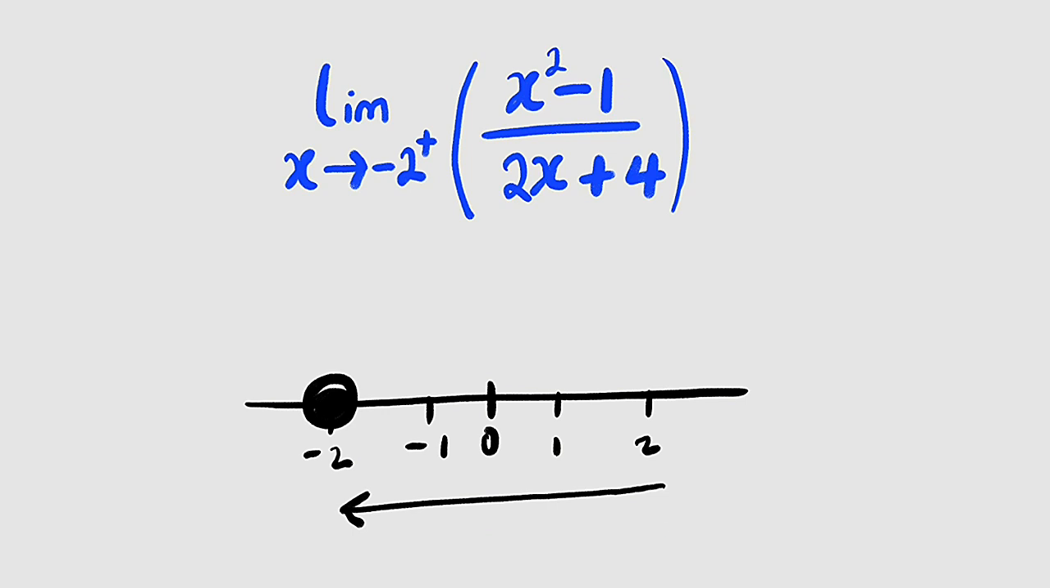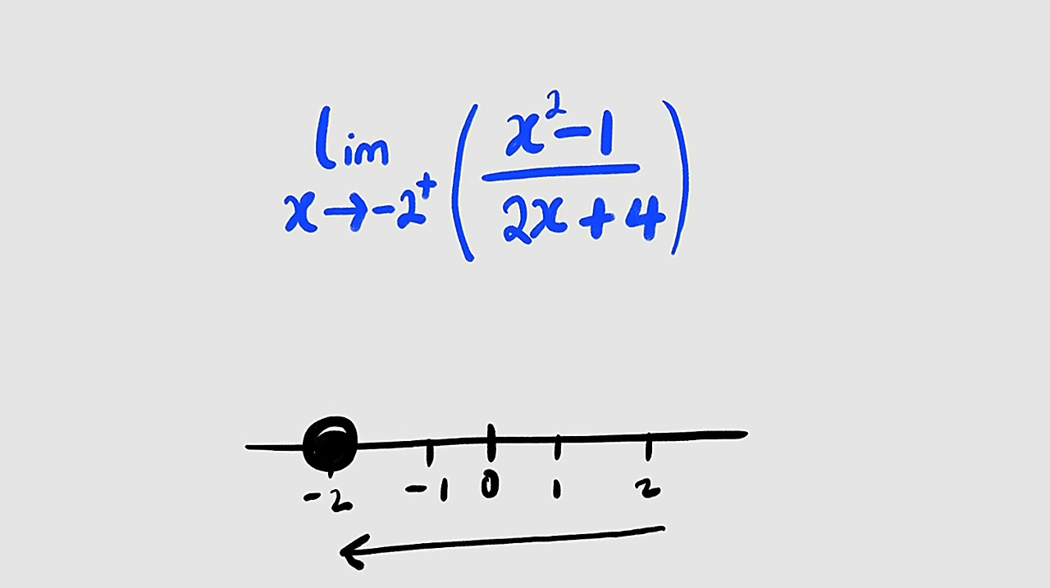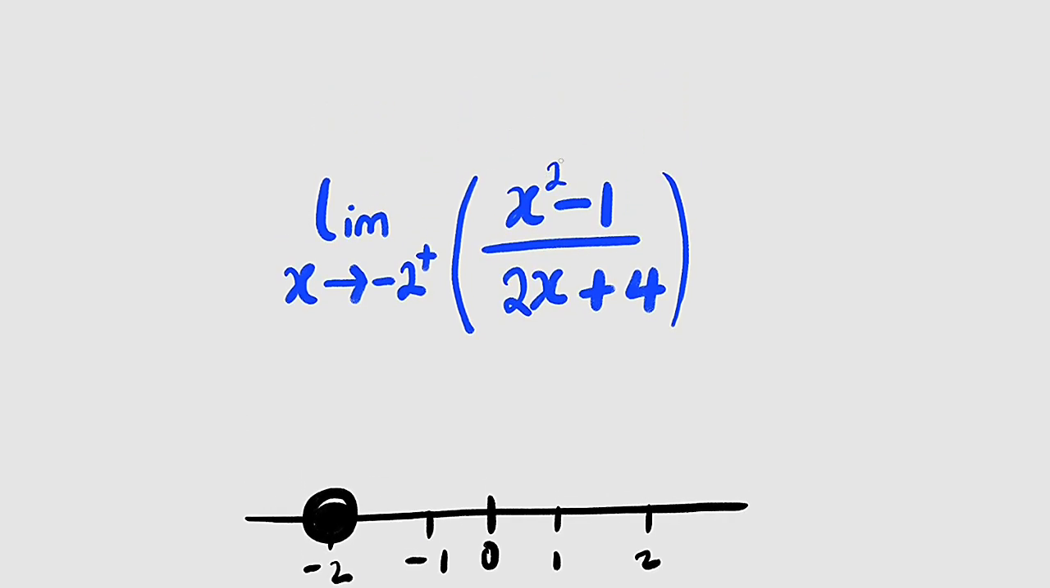But let us substitute negative 2 directly and see. If you substitute negative 2 here, you have negative 2 squared is 4, and 4 minus 1 is 3. To the top, we have 3. To the bottom, negative 2 times 2 will give us negative 4, plus 4 is 0. It does not mean our denominator is equal to 0, but it is approaching 0. Therefore, since the denominator is becoming smaller and smaller, this will tend to what?